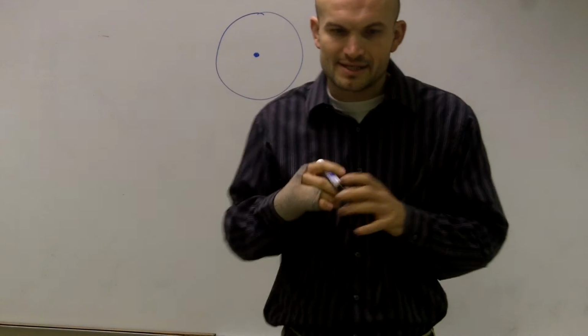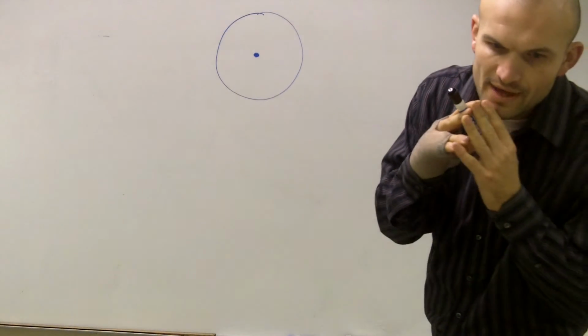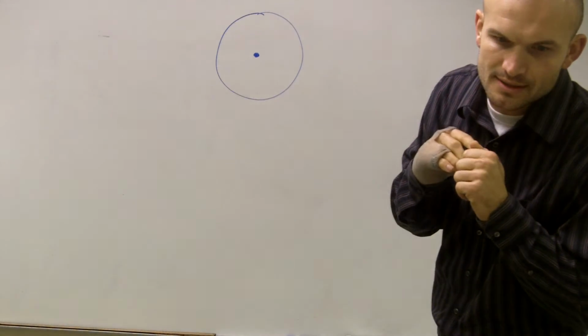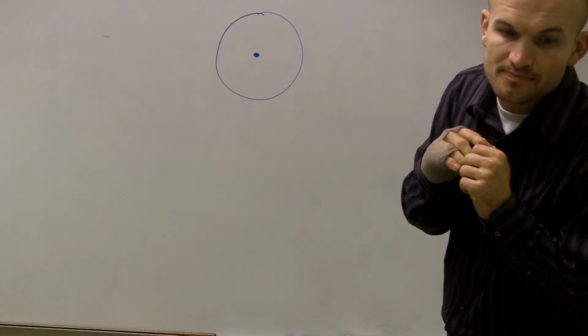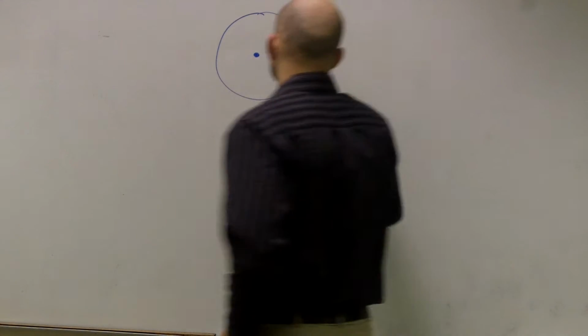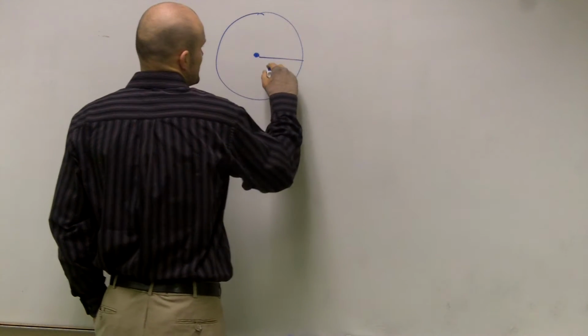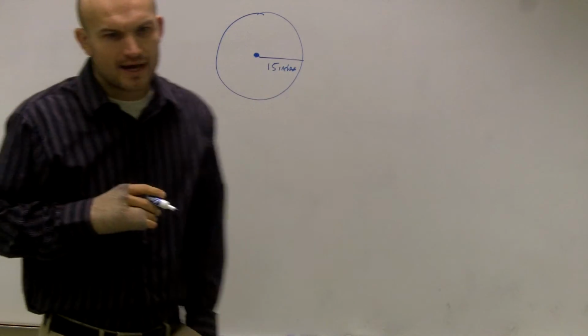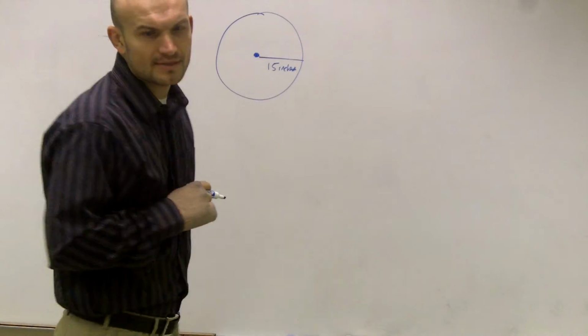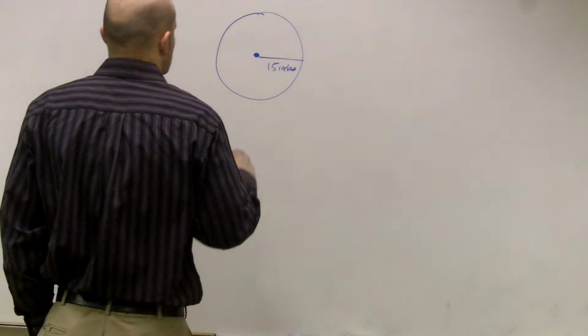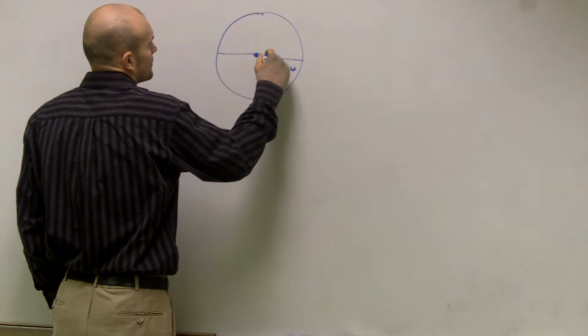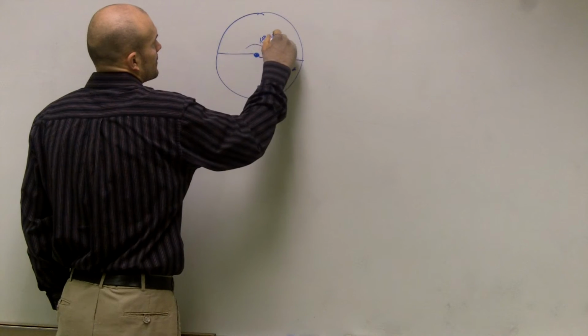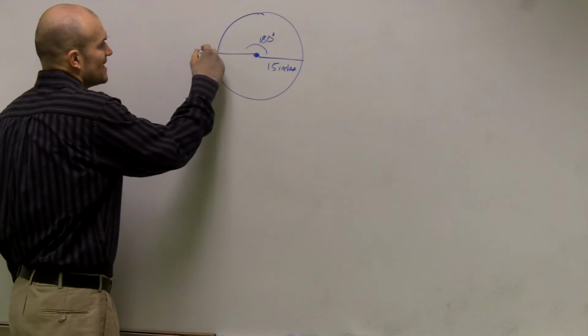For this problem, number 87, it says that we have a radius of 15 inches, and we have a central angle of 180 degrees. What it's asking us to do is find the arc length.